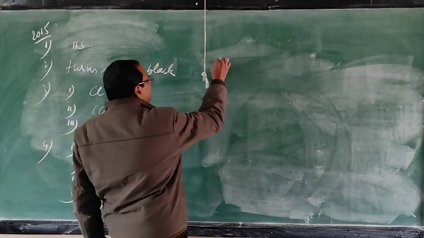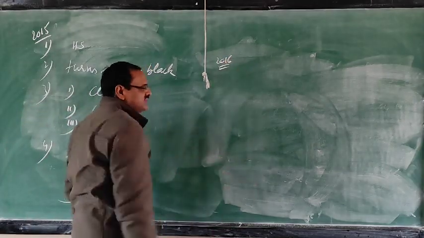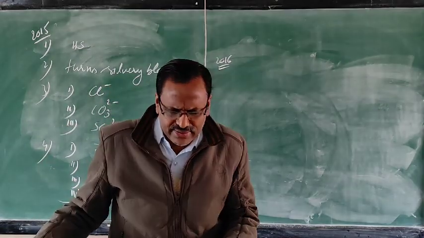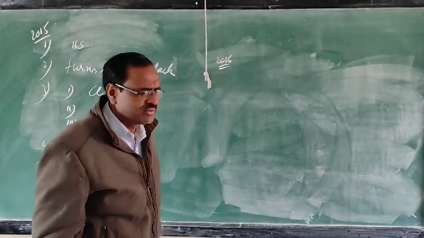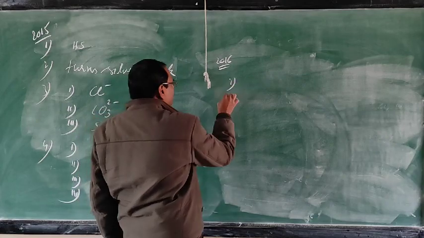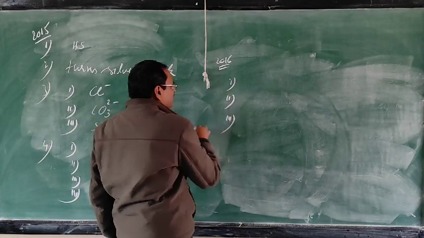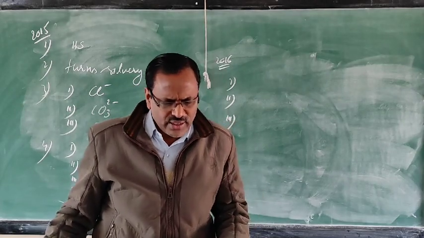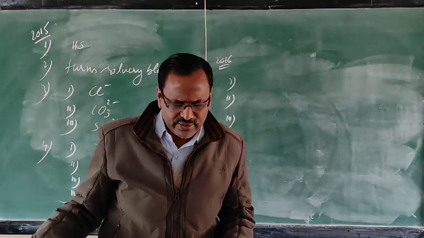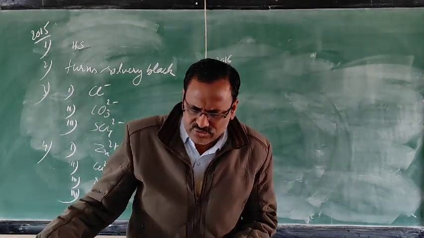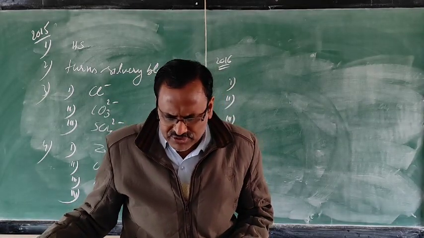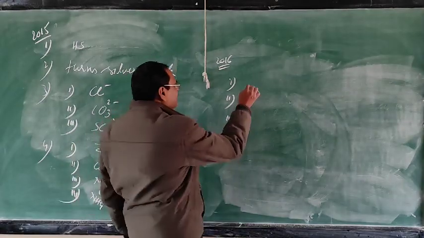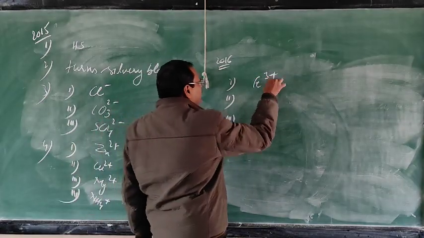So that's 2015. Now 2016. Identify the cation in each of the following. So 1, 2, 3. What is asked? Identify the cation in each of the following. When a solution is added to solution A, it gives a reddish brown precipitate. It means the ferric ion is there, because the ferric ion gives a reddish brown precipitate.